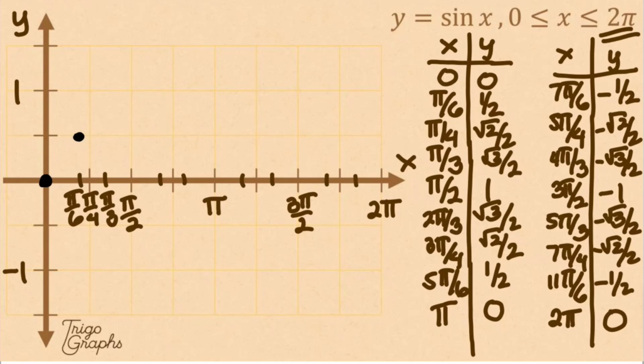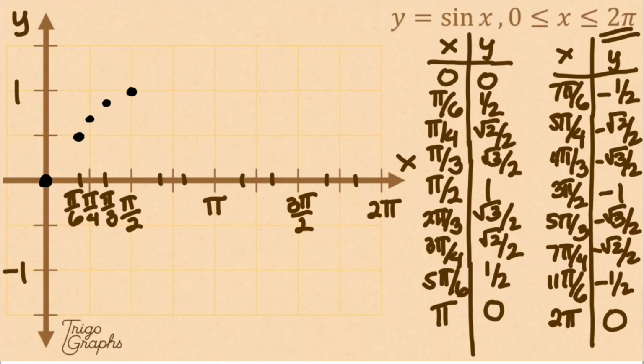Next to be followed is pi over 4, which is square root of 2 over 2, equivalent to 0.71. So more or less, it's somewhere here. For pi over 3, that's equivalent to square root of 3 over 2, or approximately 0.87, so somewhere here. Then for pi over 2, our y is equal to 1. So you would see there's a trend going up.